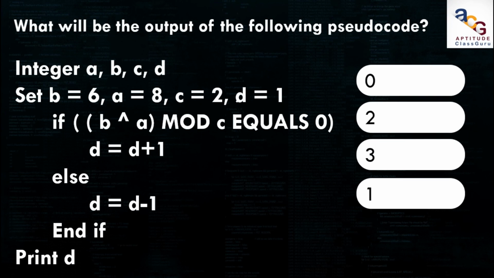The next one, what will be the output of the following pseudocode? Okay, integer a, b, c, d, 4 variables are defined. B value is 6, A value is 8, C value is 2 and D value is 1. If B cap A mod C equals 0, just look at this condition. If this condition is true, then D plus 1 will be performed, else D minus 1 will be performed, such that the D value is 1. The answer is 2 or 0. We have to find it. Let's go with the condition.